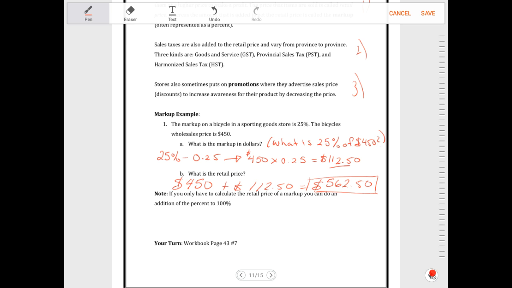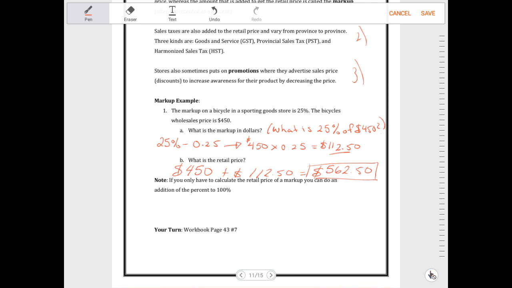They mark items up, and then we pay the retail price. Okay, so that's basically how this goes. There is one little cheat here you could do if you want to. If you only have to calculate the retail price of a markup, you see taxes come into play, and that's where this is an issue.